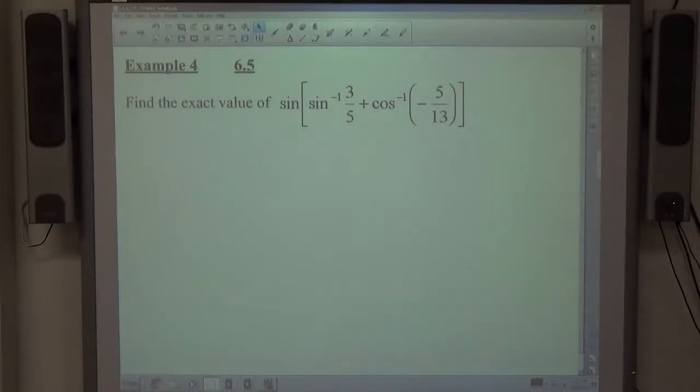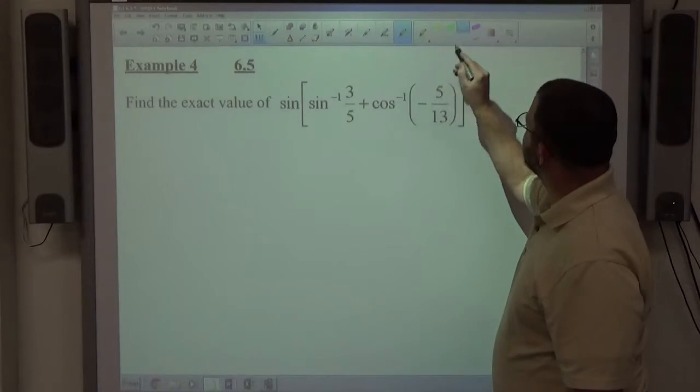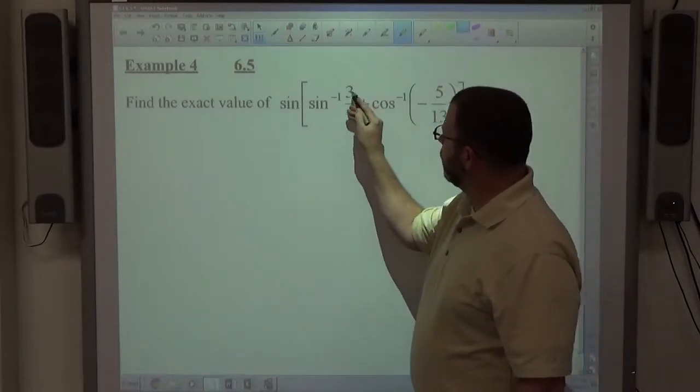Okay, example 4 on 6.5. Find the exact value of sine of inverse sine of 3/5 plus inverse cosine of negative 5/13. And again, let me just restate this to make sure there's no confusion.